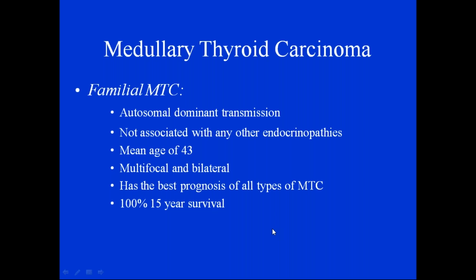MEN2A is known as Sipple syndrome. MEN2B is known as Wermer syndrome type, and this is the most aggressive. The patients will have thyroid, pheochromocytoma, parathyroid involvement, whereas MEN2B has pheochromocytoma, multiple mucosal neuromas, and marfanoid body habitus.